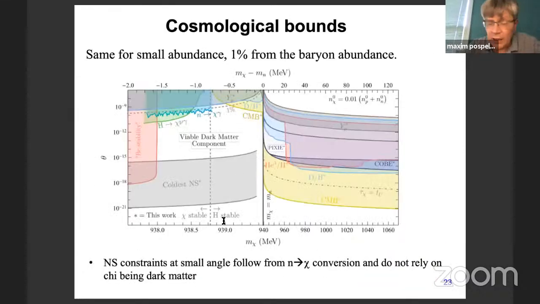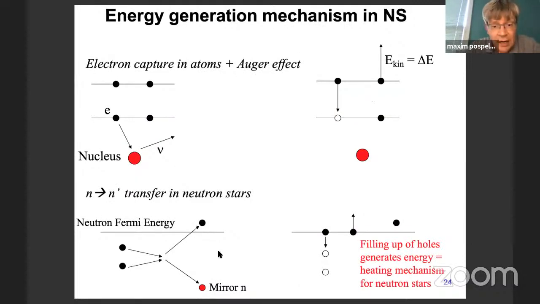Now I'd like to get to perhaps the last topic that I wanted to discuss, and these are the sensitivities to all these models that occur at a really small mixing angle through the coldest neutron stars. The interesting point here is that there is a new mechanism for generating energy if there is a neutron portal, and the transition from N to chi is very slow. And now let me call this chi a mirror neutron of some sort.